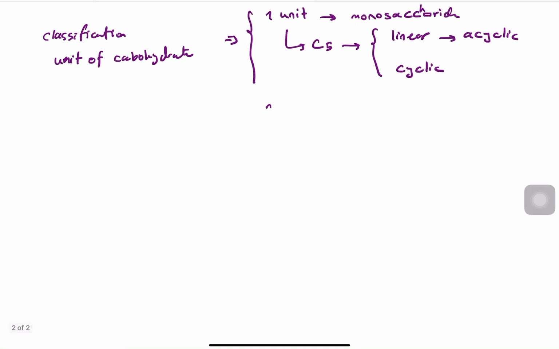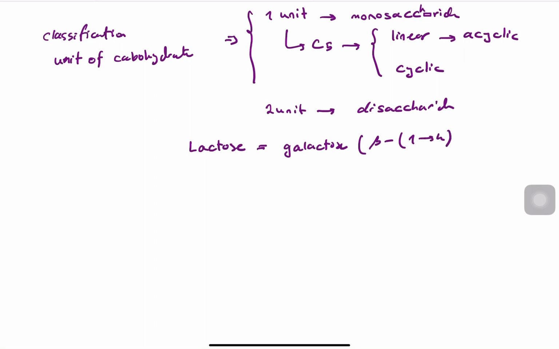If we have 2 units, it is a disaccharide. Then 2 units of monosaccharide bind to each other and remove water, forming the disaccharide. For example, lactose is formed from galactose, which binds in the beta form from 1 to 4, to glucose.